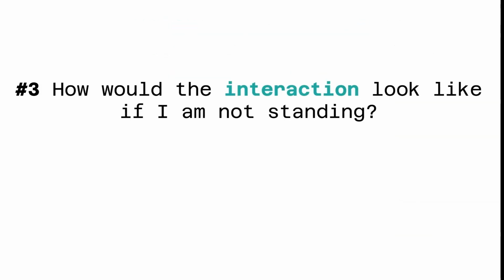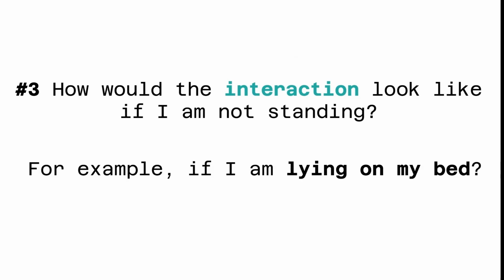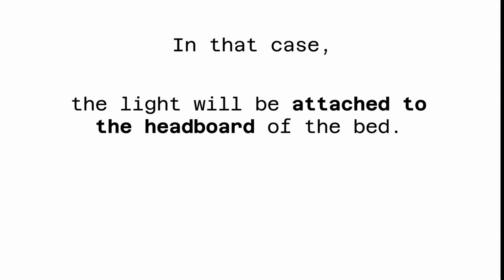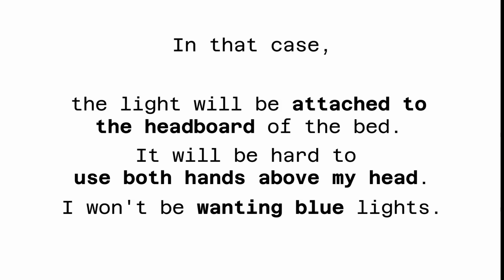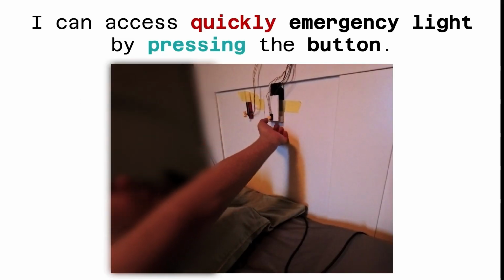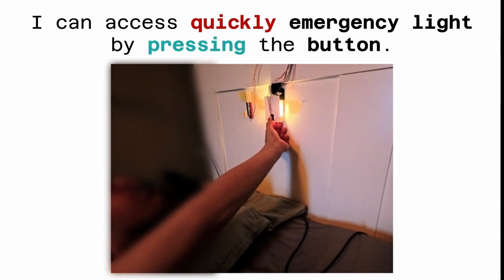Third, how would the interaction look if I'm not standing? For example, if I am lying on my bed, in that case, the light will be attached to the headboard of my bed. It will be harder to use both hands above my head, and I won't be wanting blue lights. I can quickly access an emergency light by pressing the button.